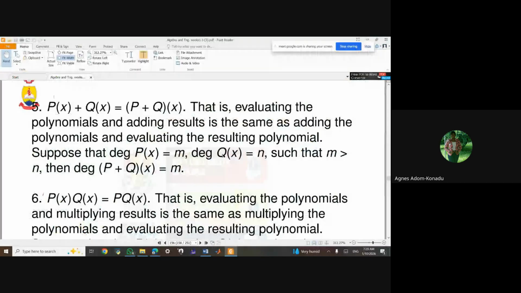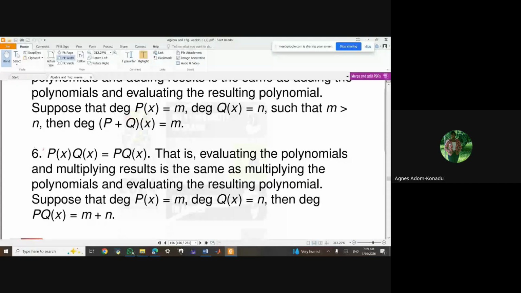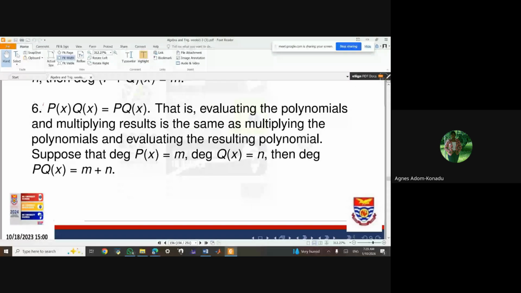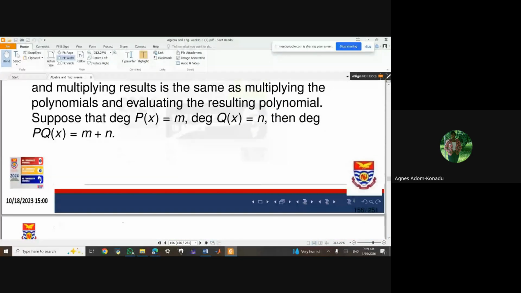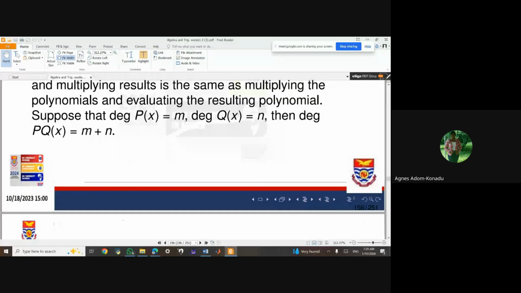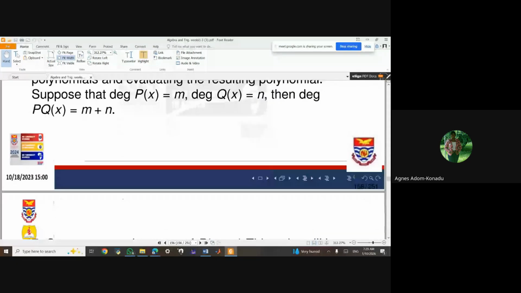Okay. So we also said that we can add two polynomial functions. If the degree of P(S) is greater than the degree of Q(S), then the degree of the summation will be M, that is the degree of P(S). And then we can also multiply two polynomial functions, P and Q. If the degree of P(S) is M and the degree of Q(S) is N, then when I multiply the two, the degree will be M plus N.